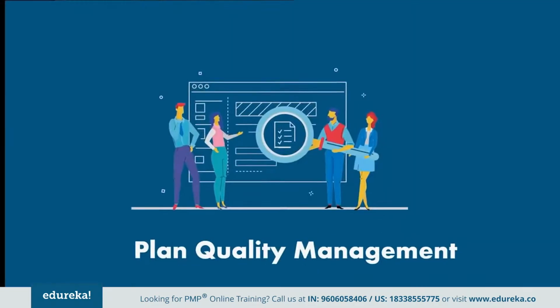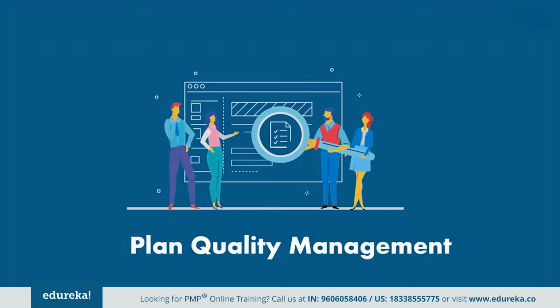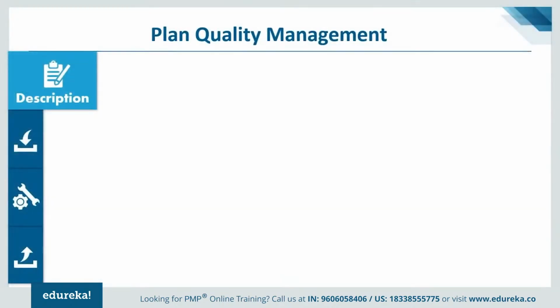Let's start with the first one, which is plan quality management. As with any other knowledge area, whenever we cover one, we always talk about what the inputs to that process are, what tools and techniques we use, and what outputs we expect. Similarly, we will also be talking about the inputs. But before we get to the input part, let's talk a bit about what the plan is.